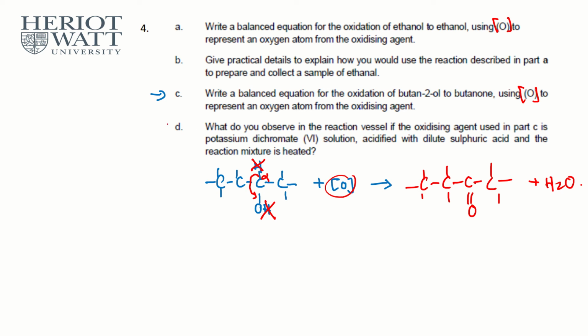All right. So for part D then, what do you observe in the reaction vessels if the oxidizing agent used in part C is potassium dichromate and acidified dilute sulfuric acid, and the reaction mixture is heated? So basically, they're asking for the color change. Now, just now from the first part, part B, I'm using KMnO4. That will be from purple to colorless, but then for D, it's supposed to change from orange to green if you're using potassium dichromate. And that's the observation they're asking for. Okay, so orange to green, guys.